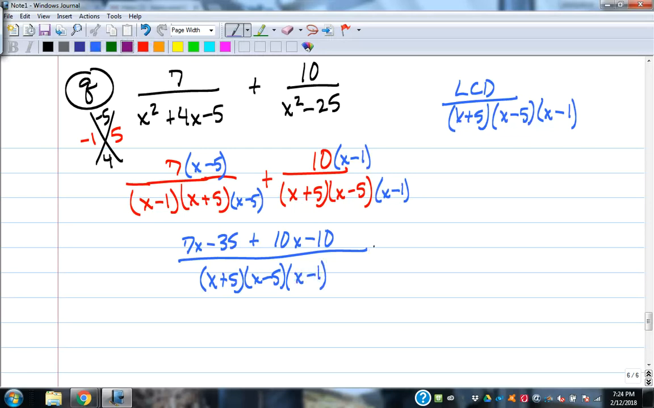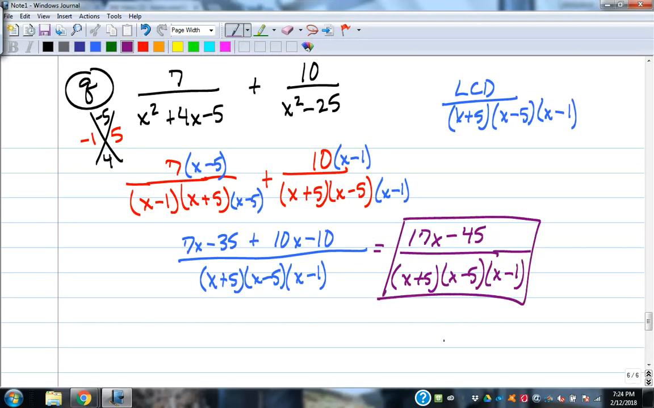Simplify the numerator as much as possible. 7 and 10 is 17x, minus 45, over x plus 5, x minus 5, x minus 1. Common denominators: factor everything first. They're not going to be crazy hard on the factoring part of addition and subtraction because there's so much extra other work you've got to keep doing. So the factoring shouldn't be incredibly difficult on those, but still, it's that process that you're going to have to go through.